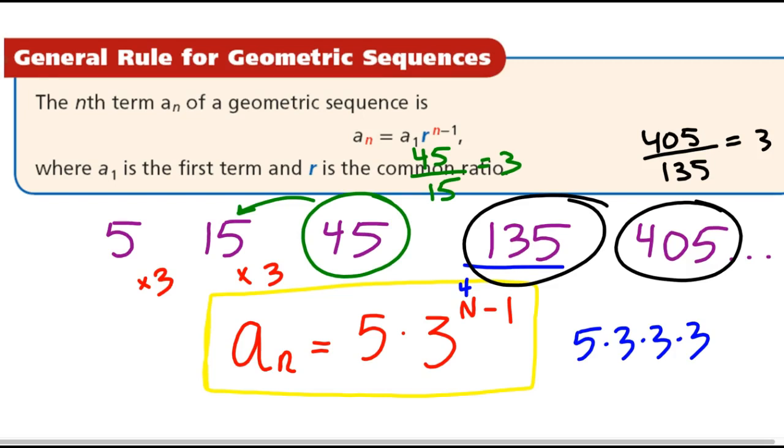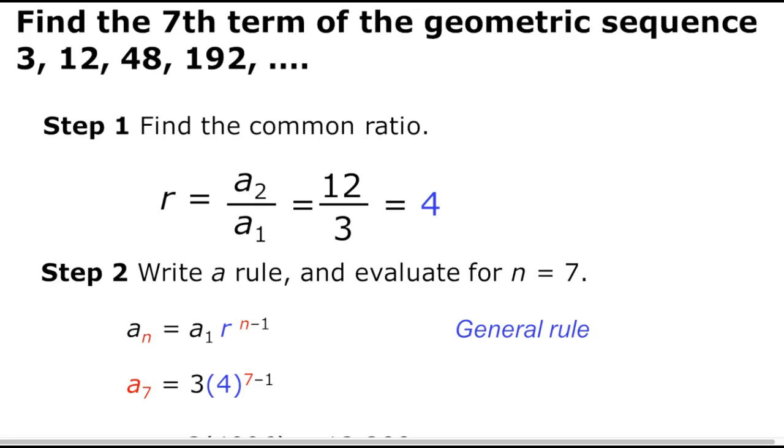Okay, so taking a look at an example of that. It says find the 7th term of this geometric sequence. In order to find r, it tells us it is geometric, so you can take any of the numbers. I'll pick the smallest one. Take 12 divided by 3, you're going to get 4. So your r is 4. That's how they get 4.